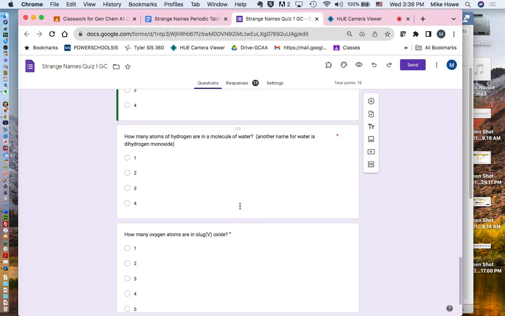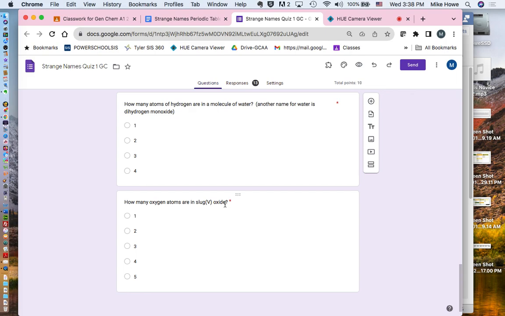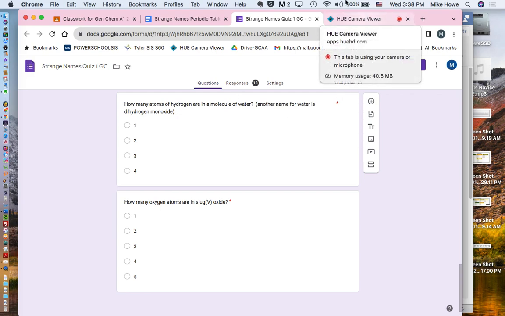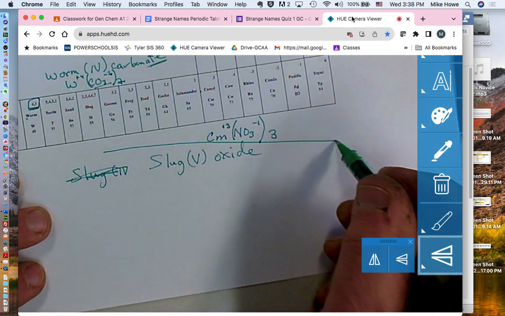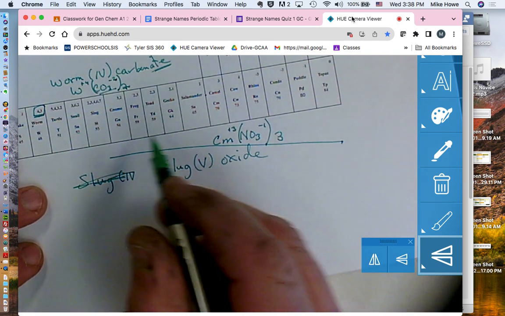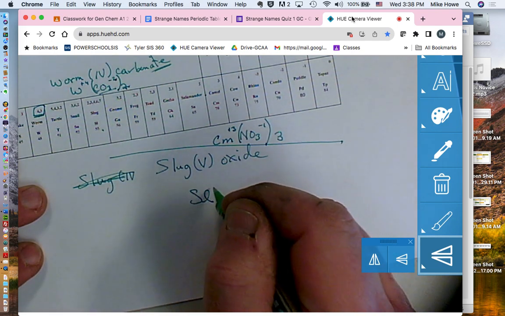Now we'll take one more. This one says, how many oxygen atoms are in slug 5 oxide? I'll go ahead and write that down over here. Slug 5, not 4, 5 oxide. Alright, so here's what I just wrote. Sorry, I forgot you couldn't see it. There you go, slug 5 oxide. So we need to find out what slug is. Oh, it's right here. Its symbol is SL, and it has a +5 charge.